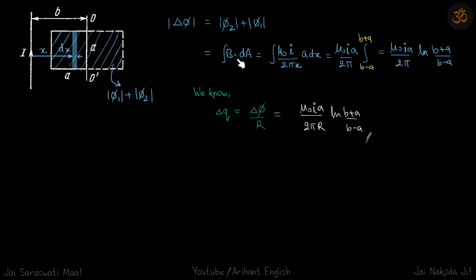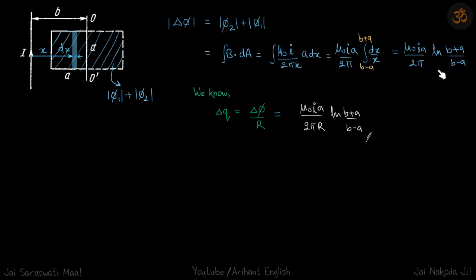So phi 2 plus phi 1 is the integral of B dot dA, and this time we'll take a dA element at a distance x with width dx. It's a square loop, so height is A. So A and dx are both parallel to each other, so this will become B into dA. B is mu naught I by 2 pi x. dA is dx into A. And the limits will be from here to here, which is b minus a to b plus a. So it becomes the integral of dx by x, with limits b minus a to b plus a.